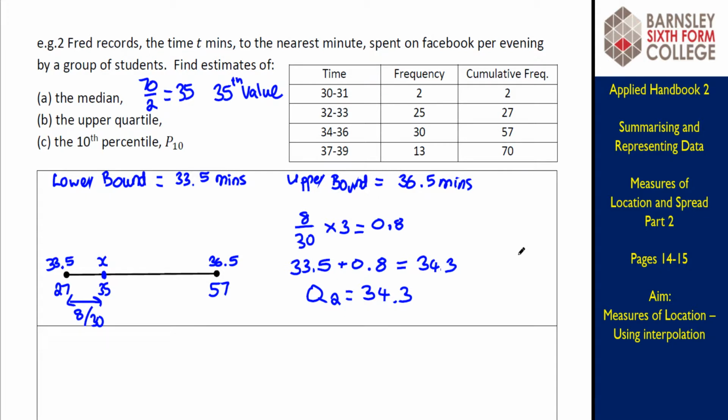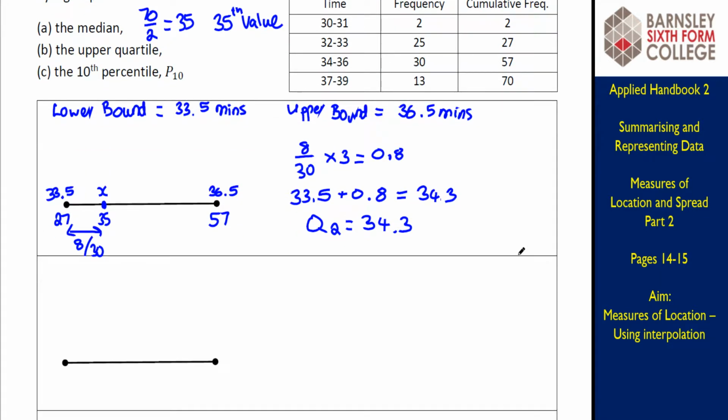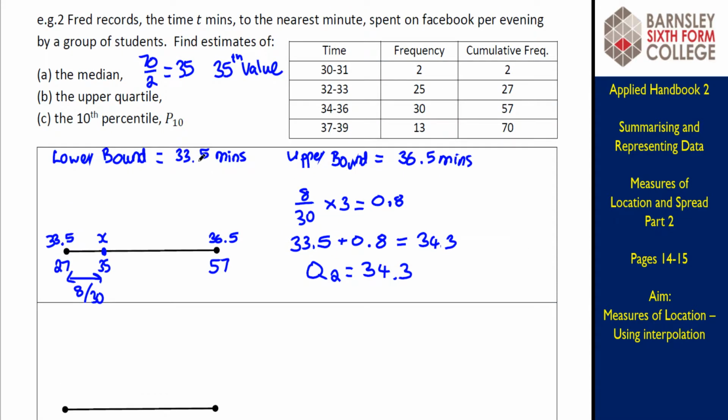In the second example, you're looking for the upper quartile. Remember, the upper quartile is 3/4 of the way along. So what we do is work out 3/4 of 70, which is 52.5. So you're looking for the 52.5 value.